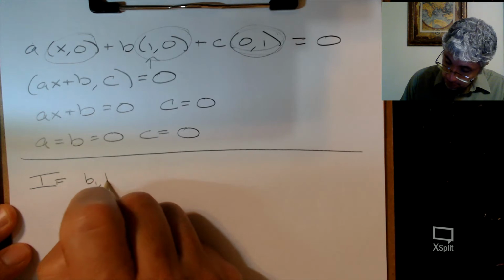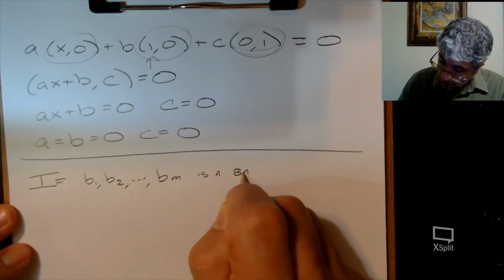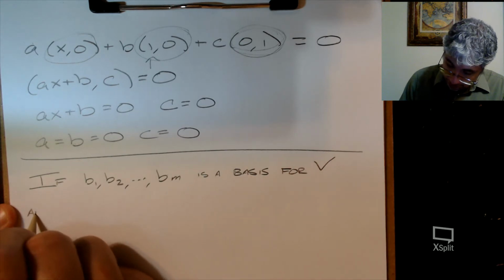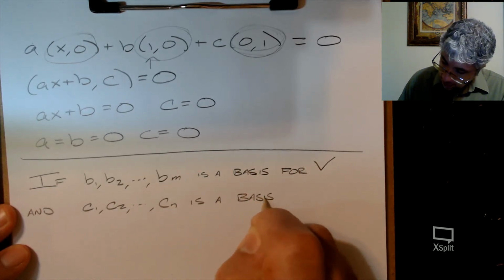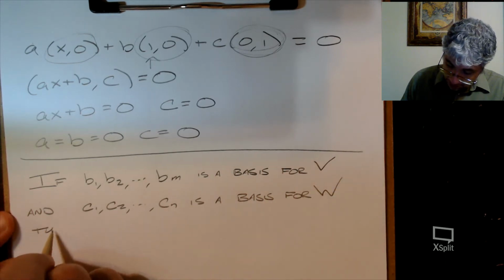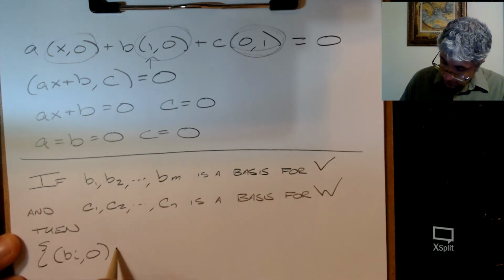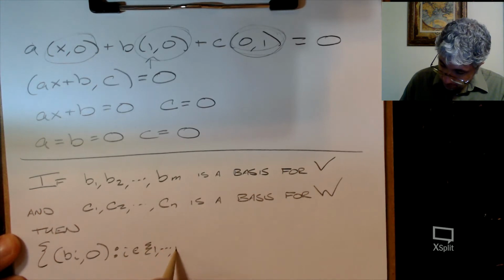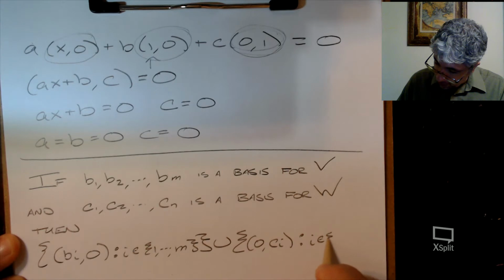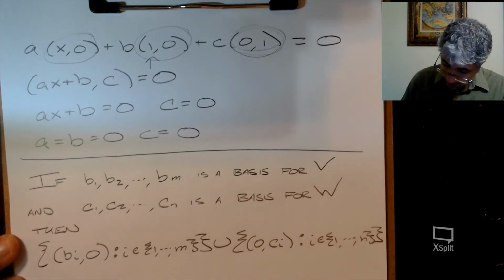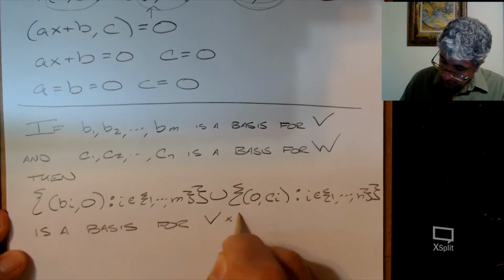If B1, B2, through Bm, let's do m, is a basis for V, and C1, C2 through Cn is a basis for W, then the set of all (Bi, 0), so that i is in 1 through m, together with the set of all (0, Ci), so that i is in 1 through n, is a basis for V crossed with W.